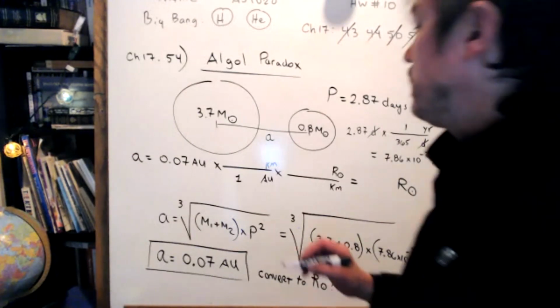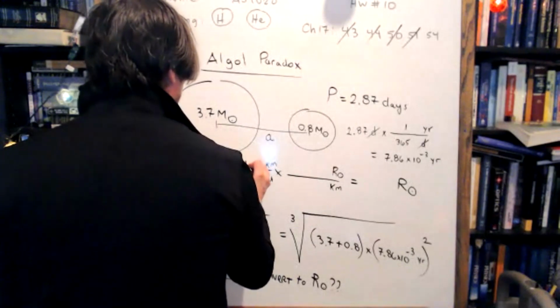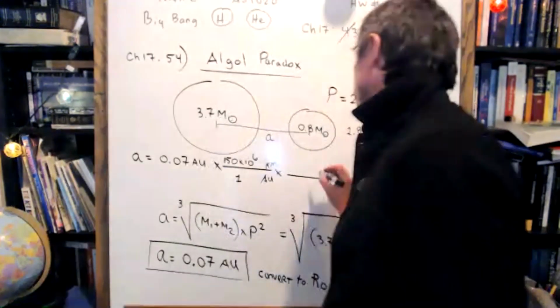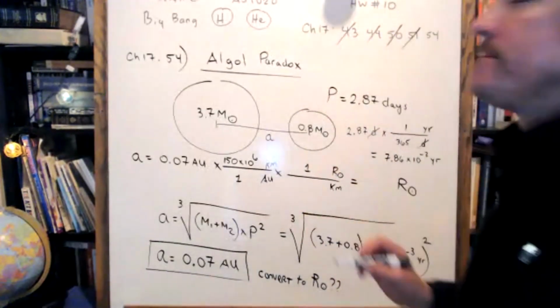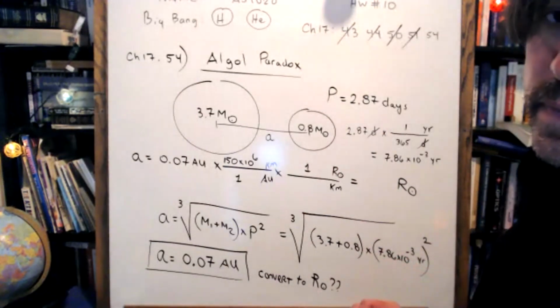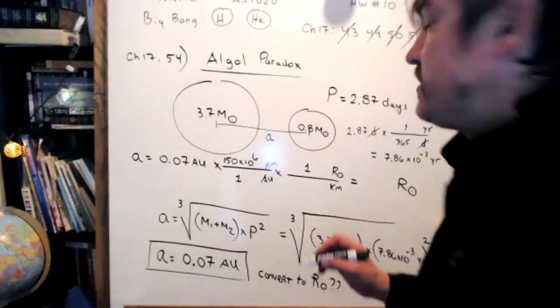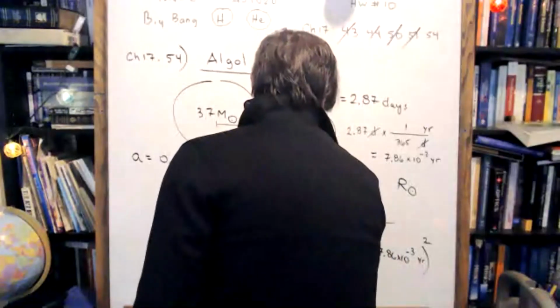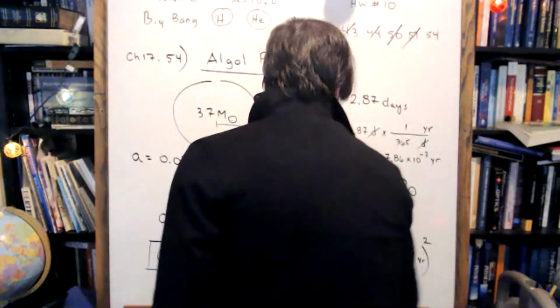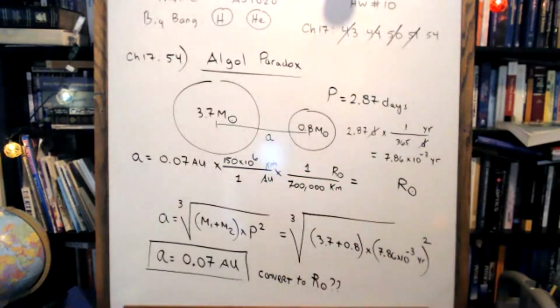150 million kilometers. Do any of you remember, we talked about it in today's lecture. How many kilometers is the radius of the sun? 7 times 10 to the 5th. Very good. Or 700,000 kilometers. Okay. So these stars are separated by 7/100ths of an AU. How many solar radii is that?